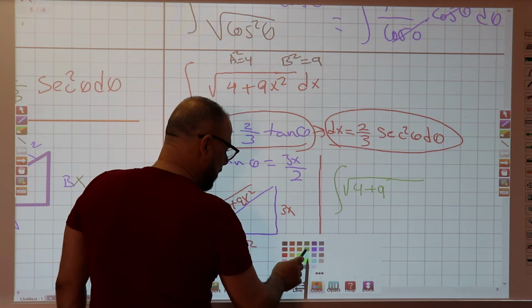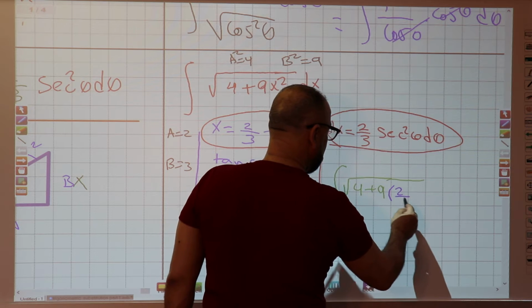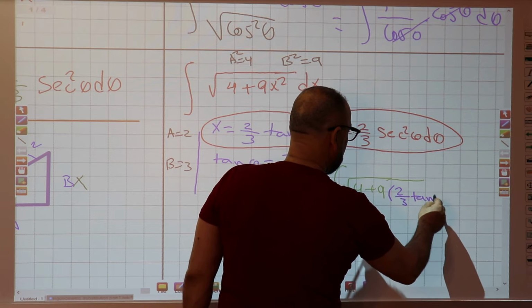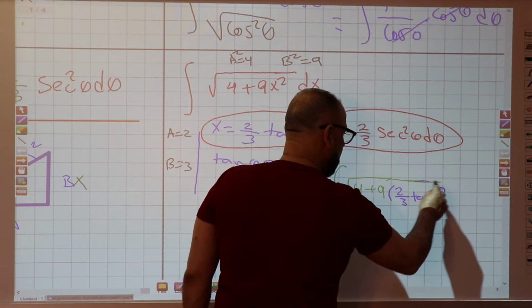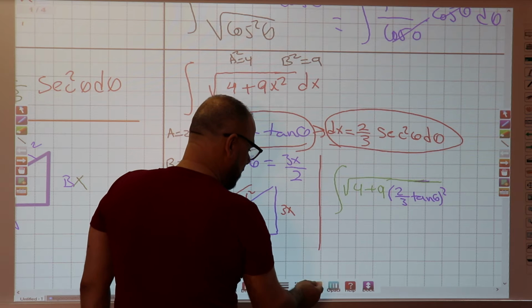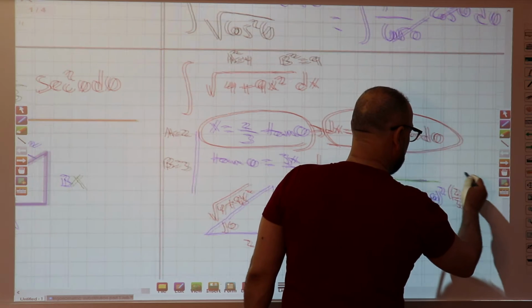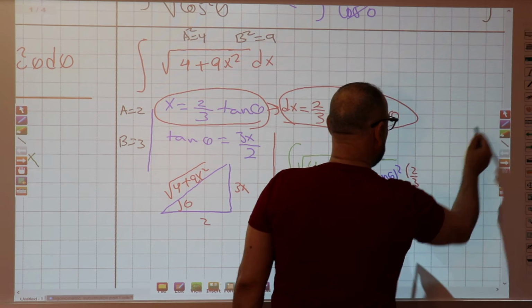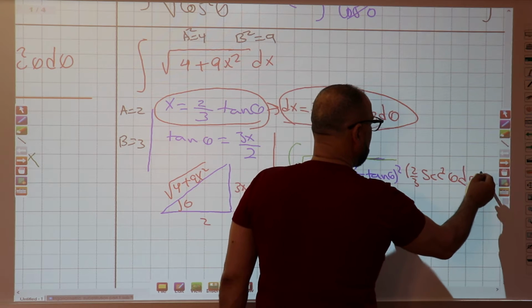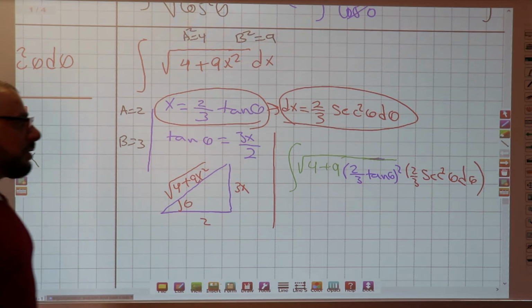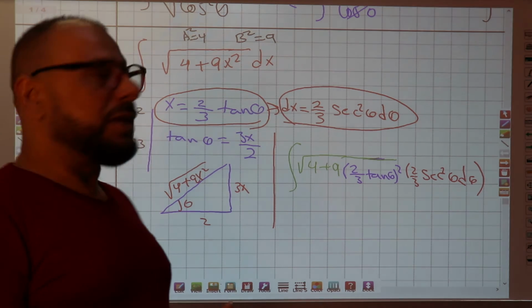Now this guy, the x in blue, I'm gonna bring it blue: 2/3 tan theta square, and the dx I'm going to keep it red. dx is 2/3 secant square theta d theta. Remember, derivative of tan is secant square. The derivative of tan is what? Secant square. Derivative of tan is secant square.